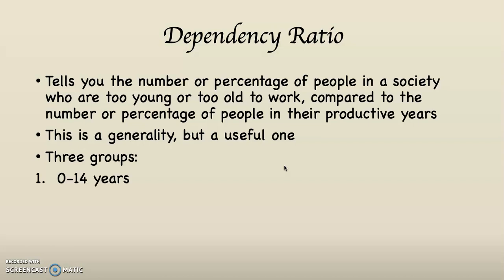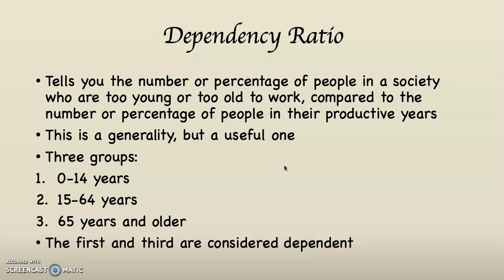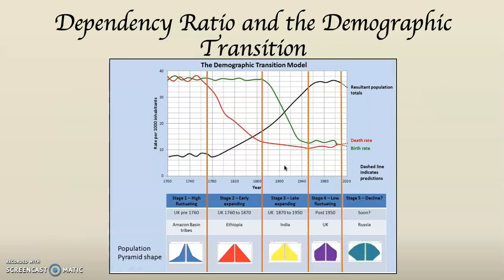The 0 to 14-year-old category, the 15 to 64-year-old category, and then the 65 and older category. The first and the third categories, so 0 to 14 and 65 and older, are generally considered to be dependent, which means they have to at least be partially supported by someone else, whereas the 15 to 64 is considered independent, which means they can support themselves and generally do. So dependency ratio and the demographic transition. All right, so take a look at this.